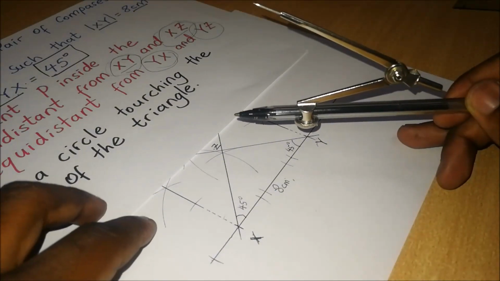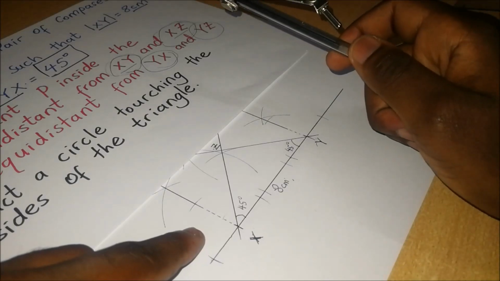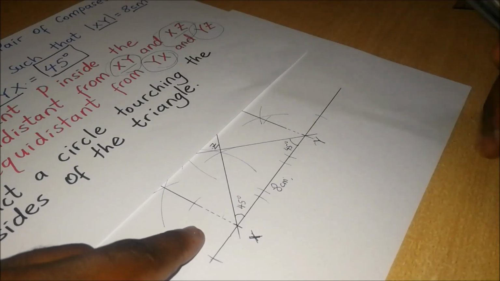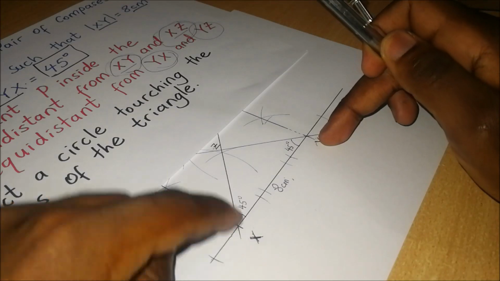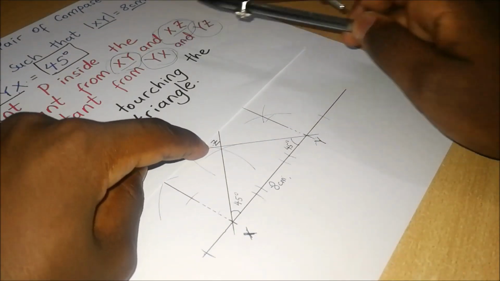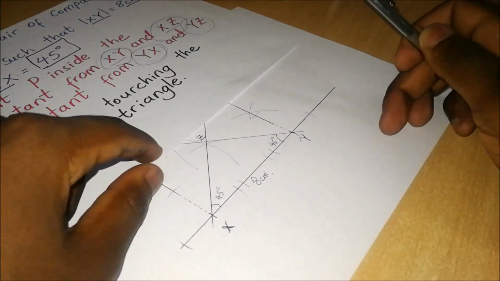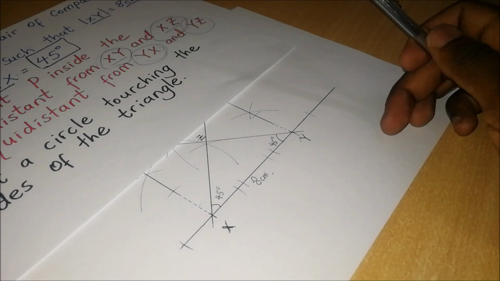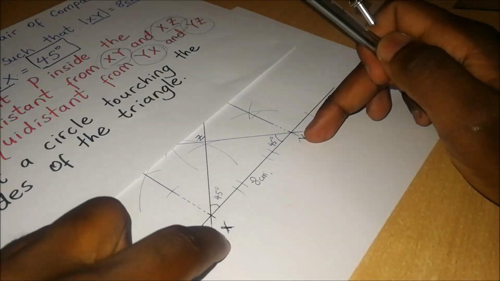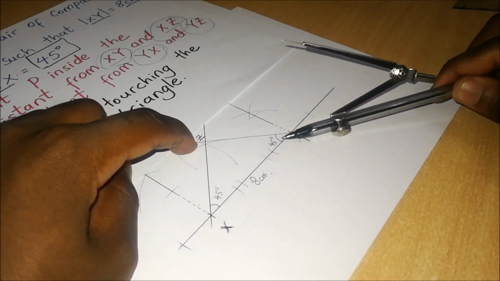Then also the question continues to say that the point we're looking for is also supposed to be equidistant from YZ. This is YZ. YZ is right there. YZ and YX. So we have YX and YZ. So also we are going to draw a locus of points that is equidistant from YX and YZ. So it means we're also going to bisect this angle right there.